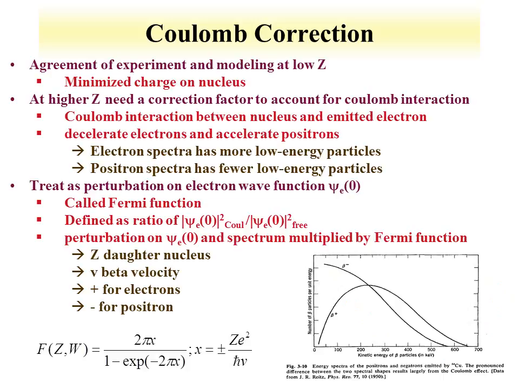This perturbation is also called the Fermi function, and it's defined as the ratio of the electron wave function, so the probability to find the electron with the Coulomb over the same probability without the Coulomb. With this perturbation on the wave function, the spectrum can be multiplied by this Fermi function to account for the Coulomb correction. That equation is shown here, where I have certain terms such as the Z of the daughter nucleus, the beta particle velocity, and a sign that is positive for electrons and negative for positrons.